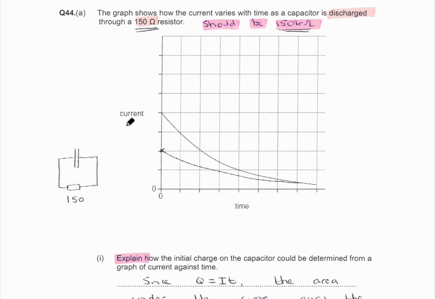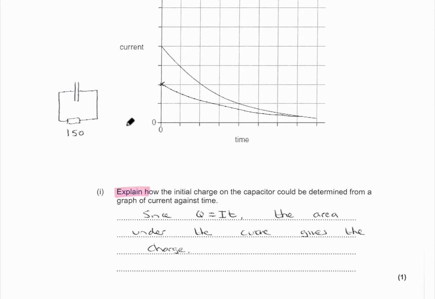Now, that doesn't really matter for the first part of this question. In the first part, we're asked to explain how the initial charge on the capacitor could be determined from a graph of current against time. Now, the initial charge of the capacitor is the charge on this capacitor when it's fully charged. And when we then connect it to a resistor, all of that charge will flow away from the negative plate until the potential difference across these two plates are equal to each other. So if we wanted to know the initial charge on the capacitor, we basically need to know how much charge is stored up on this particular plate altogether.